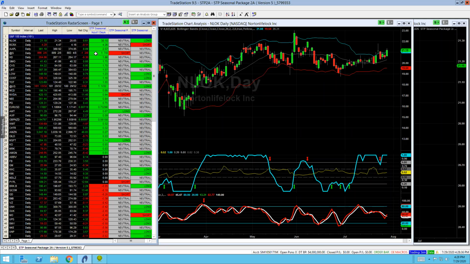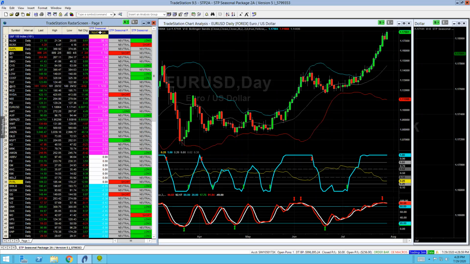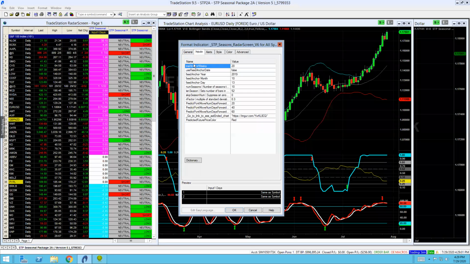So on soybeans, between now and the next 20 days, it moves 1 7/8. Or if you're trading Euro US dollar on the Forex market, it typically moves 70.73 cents between now and 20 days. So you can have anything you want on here, stocks, futures, Forex, and when I go into input and format it, the input 1 is right here, 20 days. I can change that, and this data will update automatically.